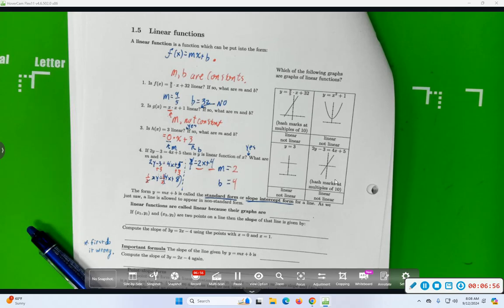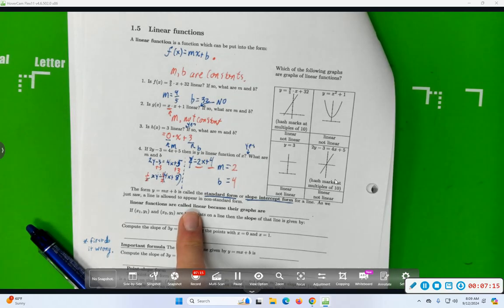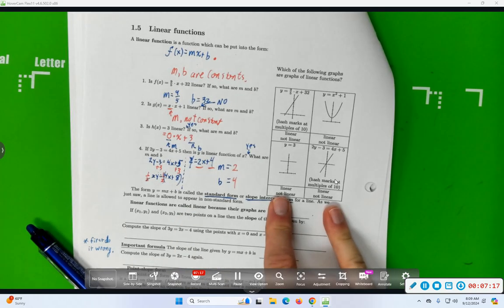Alright. This form of line, as I said, is the so-called standard form. It's the simplest form you can put most linear functions into. It's also called the slope-intercept form, for a reason that we will explore in a moment. And these linear functions are called linear for a good reason. And in order to see that reason, let's go over here to the side.